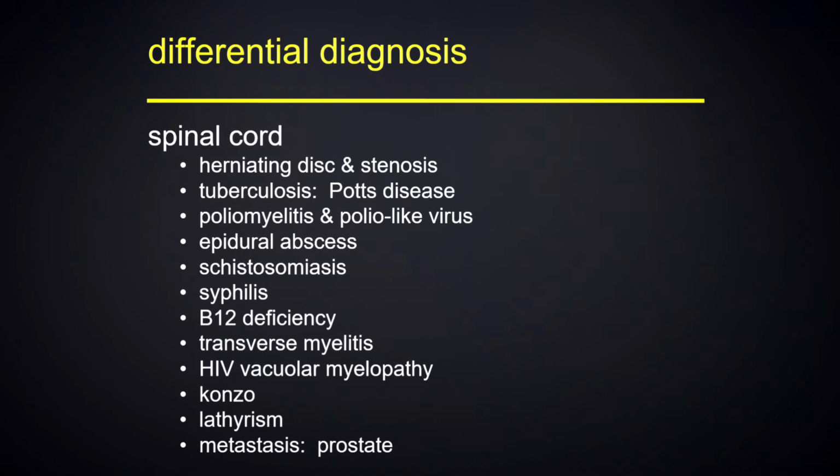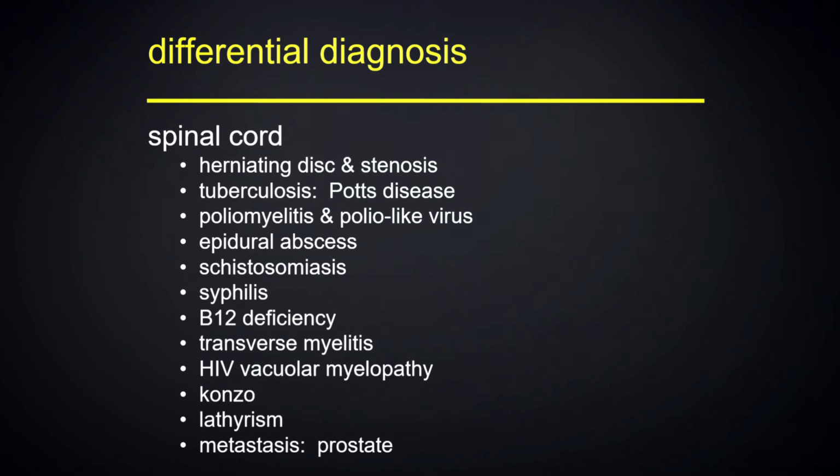Epidural abscesses, not only in individuals who are immunocompromised, but those who are also IV drug users. Schistosomiasis because of embolization of eggs to the spinal cord. Syphilis, which, as we talked about, loves to affect the dorsal columns and produce sensory dissociation, and the same is true for vitamin B12 deficiency. Transverse myelitis of many etiologies, which can be infectious or para-infectious.